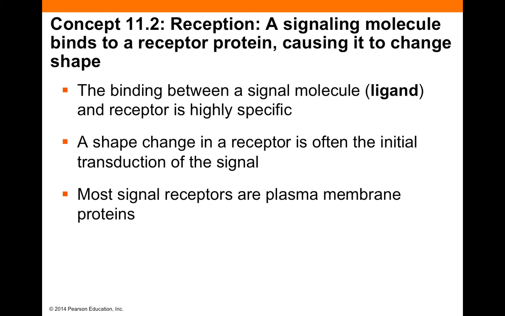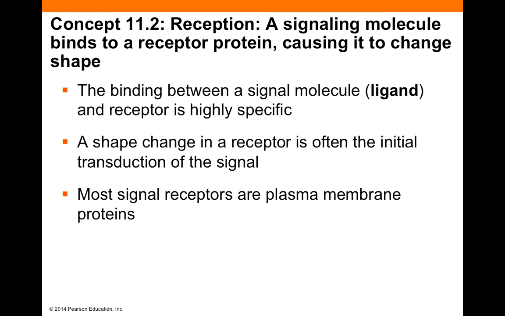So first, let's talk about reception. Just because there's a signal, that doesn't mean it'll work on any cell. Cells that have the ability to recognize and respond to a signal do so because they have a specific receptor molecule that can bind to the signal. Like an enzyme substrate complex, the signal molecule, referred to as a ligand, and the receptor fit together like a lock and key.